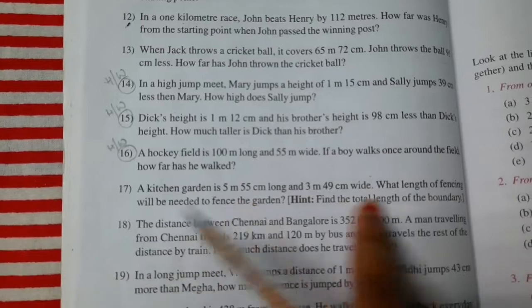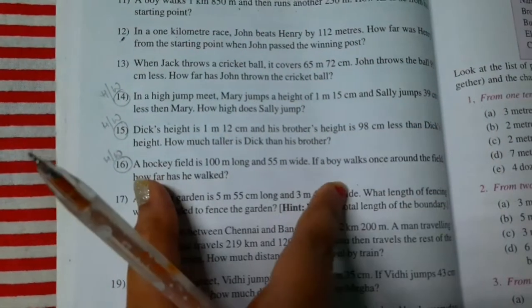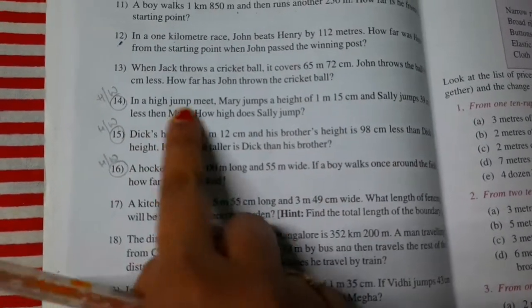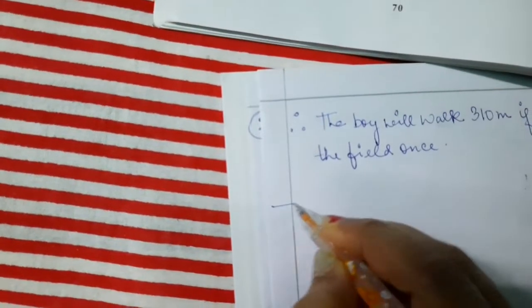Same thing. If we just find the total length, there are going to be 2 lengths and 2 breadths. We just have to find the length of the whole rectangular box, isn't it? A kitchen garden is nothing but a rectangular box, isn't it? See here. A kitchen garden is nothing but a rectangular box. Question number 17. Imagine that this is a kitchen garden.